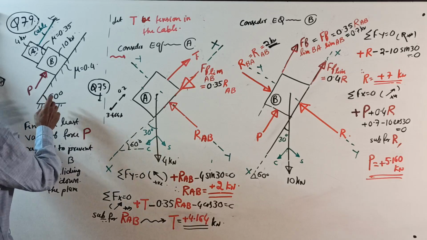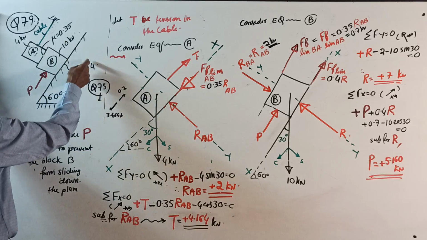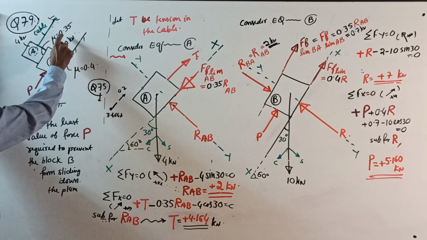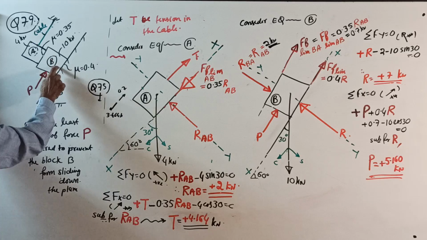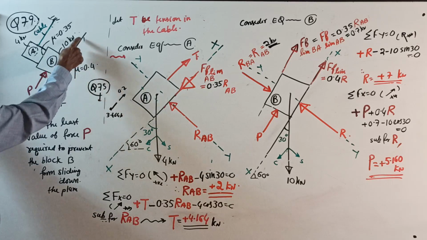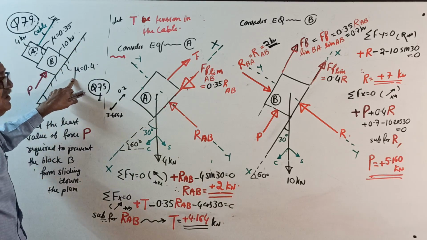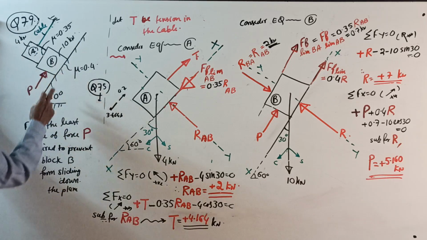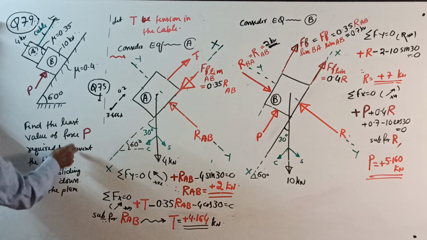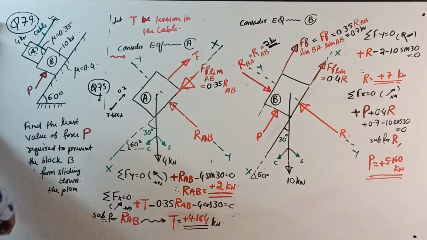Okay, then the coefficient of friction between the two blocks is 0.35 and the coefficient of friction between the first block, which is resting on the inclined plane, is 0.4. Find the least value of P required to prevent the block B from sliding down.